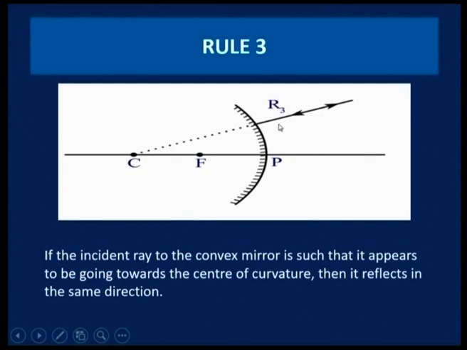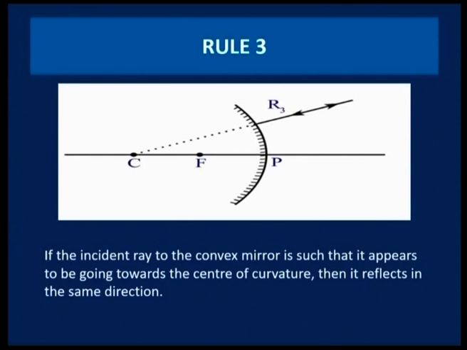If the direction of the incident ray is such that it appears to be going towards the center of curvature, then it retraces its path, or the reflected ray goes back in the same way as the incident ray. If the incident ray to the convex mirror appears to be going towards the center of curvature, then it reflects in the same direction. This is rule number 3, children. So, with the help of these 3 rules, we can draw the ray diagram for a convex mirror.